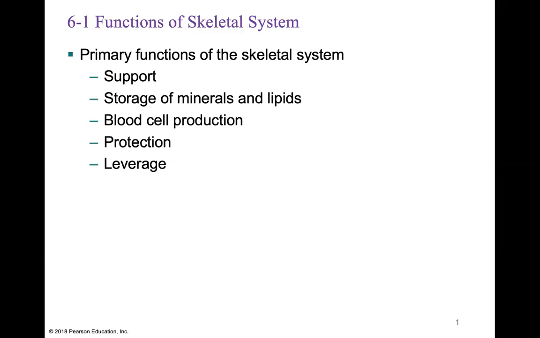So when we look at the functions of the skeletal system, the primary functions of the skeletal system are support, storage of minerals and lipids, blood cell production, which is extremely important, protection, and leverage. And protection actually has twofold. One with the production of the white blood cells, which falls under blood cell production, but also physical protection of some of the vital organs of the body.